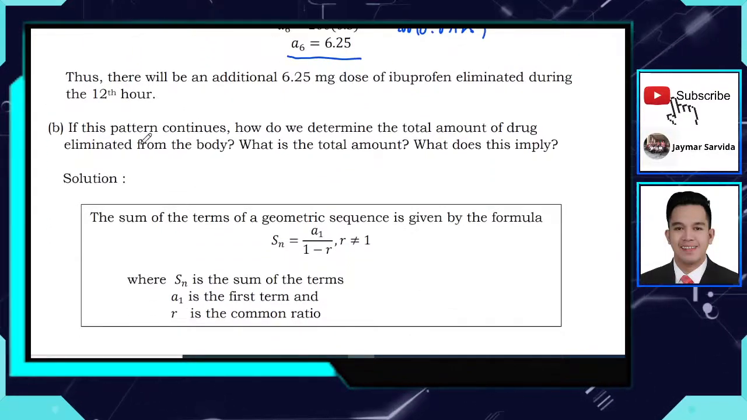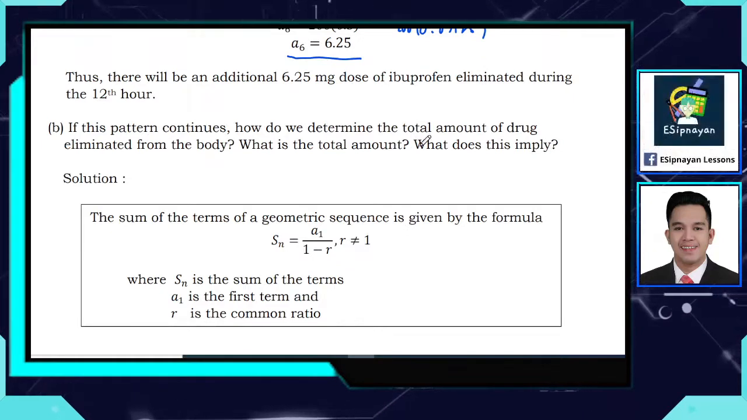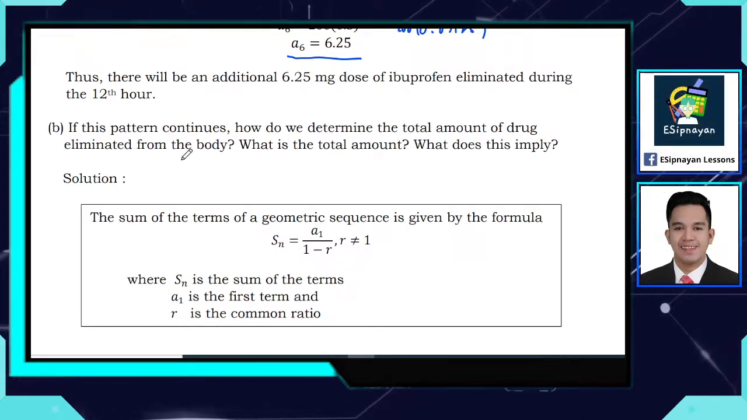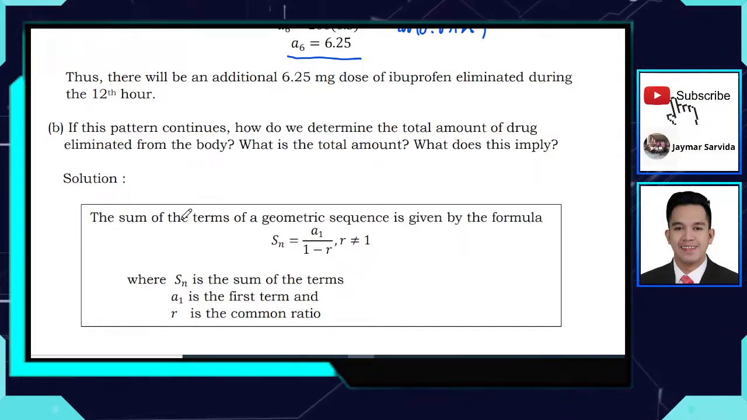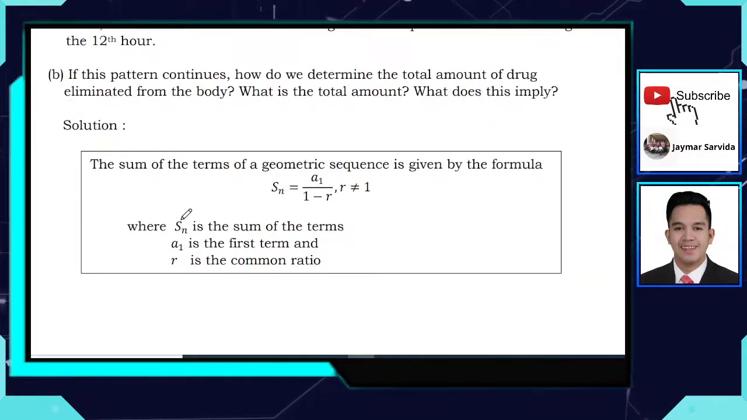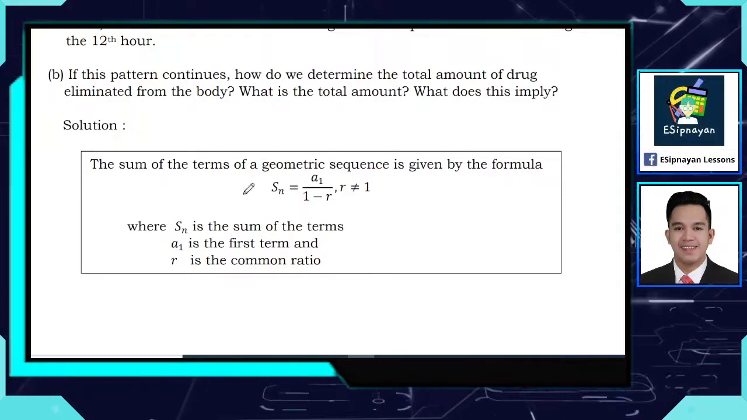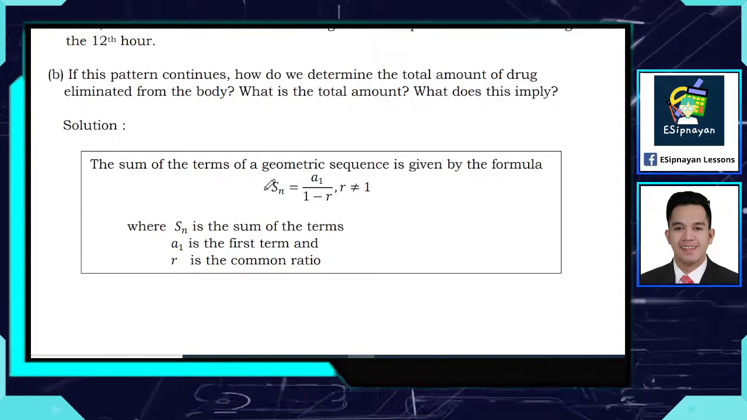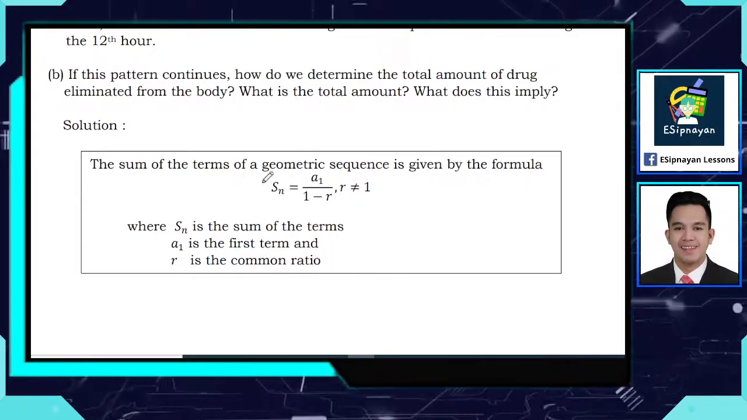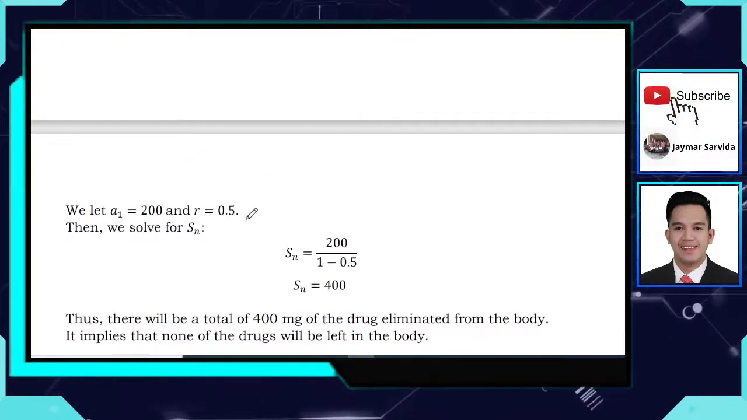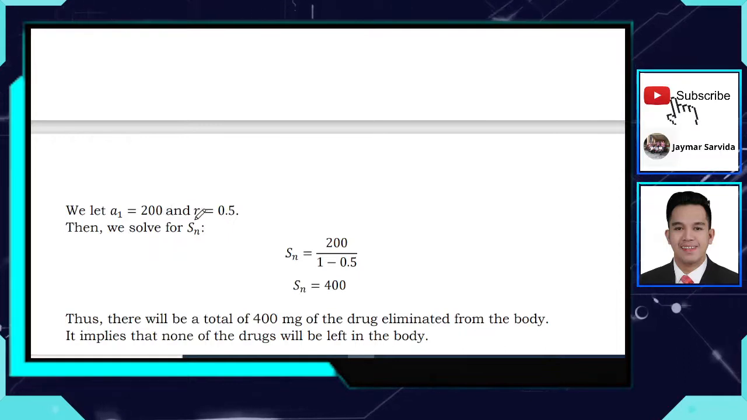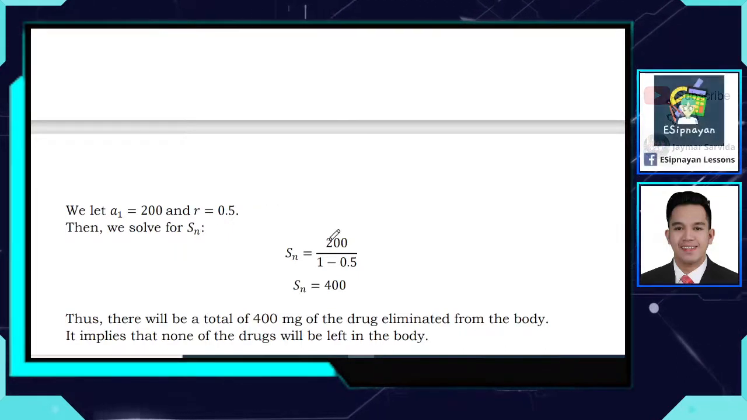Okay, so if this pattern continues, how do we determine the total amount of drug eliminated from the body? So what is the total amount and what does this imply? So to find the sum of the terms of a geometric sequence is given by the formula. Ito for infinite geometric sequence to. Ito yung ating formula. Okay, so i-substitute lang natin yung ating mga given values. A sub 1 is 200 at yung ating R is 0.5. So substitute lang.